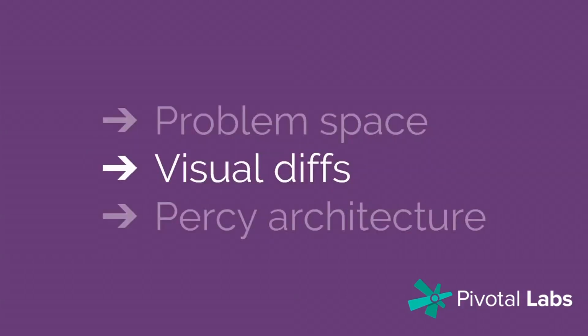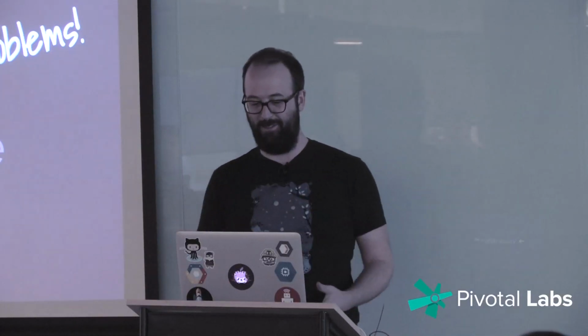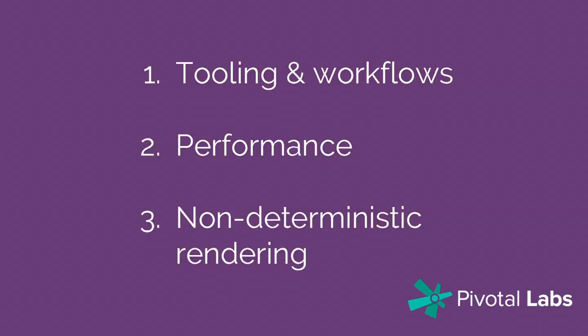So the rest of the exploration of this will be about what are all the other problems that come along with this kind of testing. And then in the Percy architecture section, we'll talk about how we've attempted to address these problems. So I like bucketing the problems in these three general buckets: tooling and workflows, performance, and non-deterministic rendering. And we'll walk through each of these with a couple of examples.